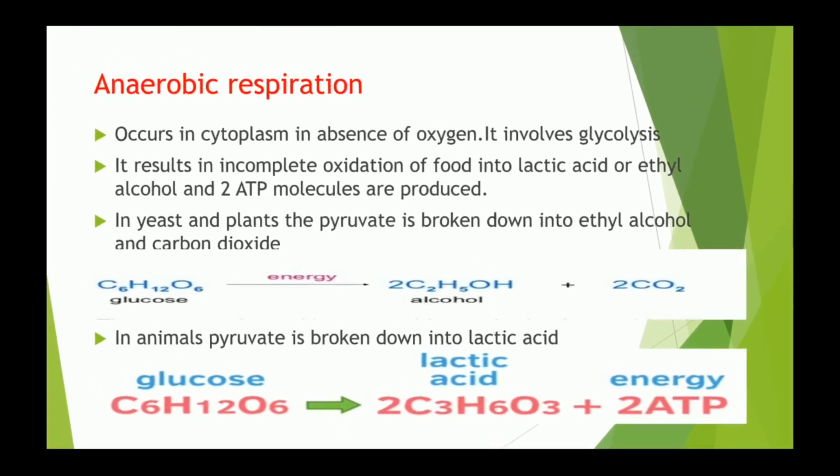So the basic difference between anaerobic and aerobic is about energy, about ATP molecules. In aerobic, 38 ATP molecules are produced, and in anaerobic, 2 ATP molecules are produced. Got it?